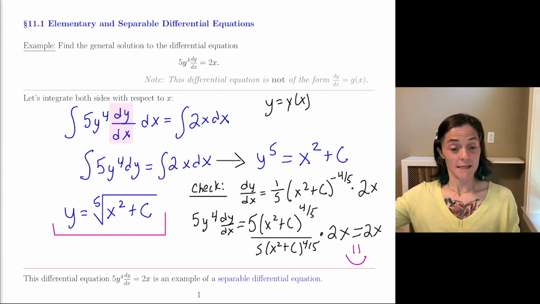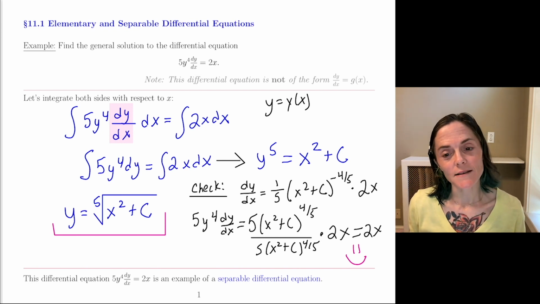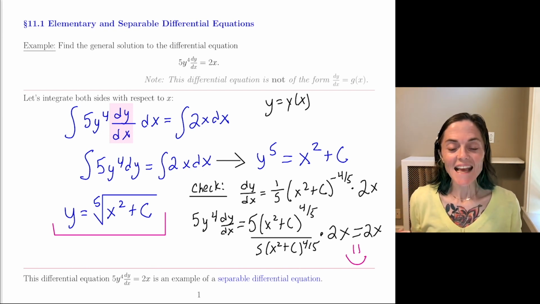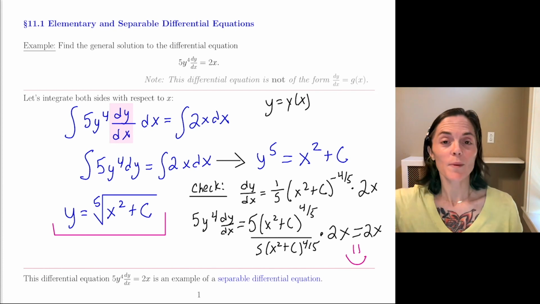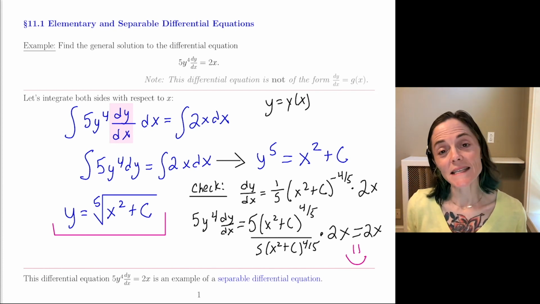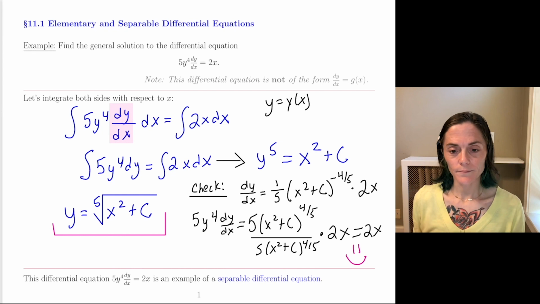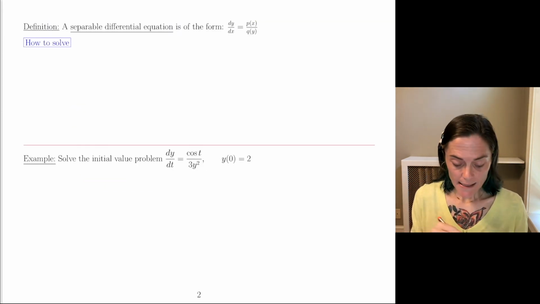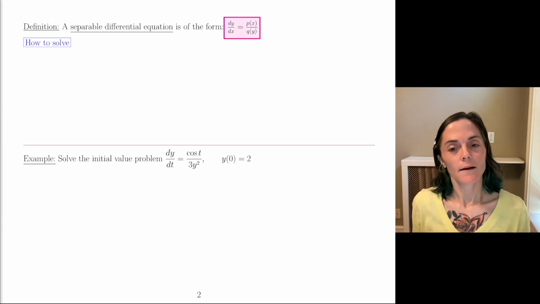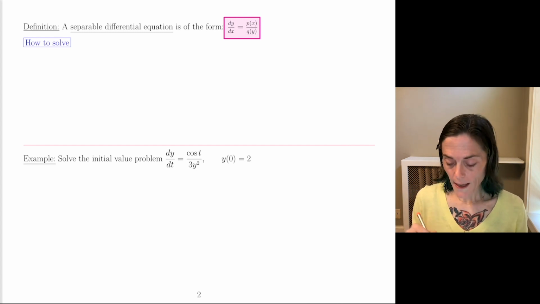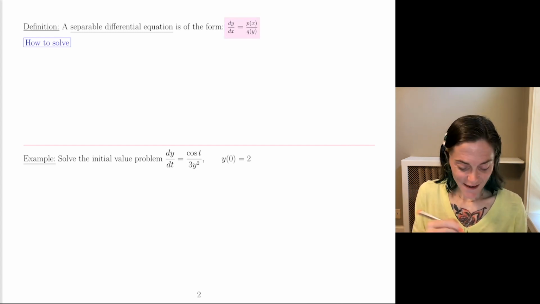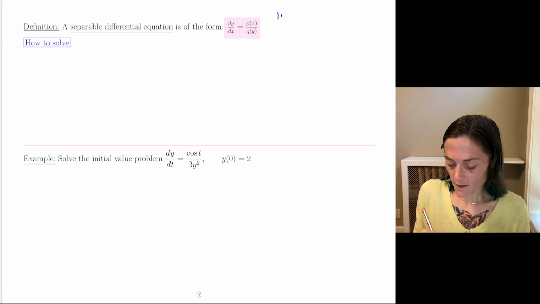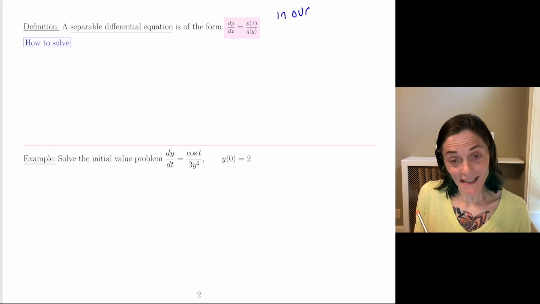Okay, now this differential equation, which we just solved, and we also checked our answer, is an example of what's called a separable differential equation. So let's get to the definition of that right now. A separable differential equation is one of the following form. We have dy/dx equal to some function of x divided by some function of y.